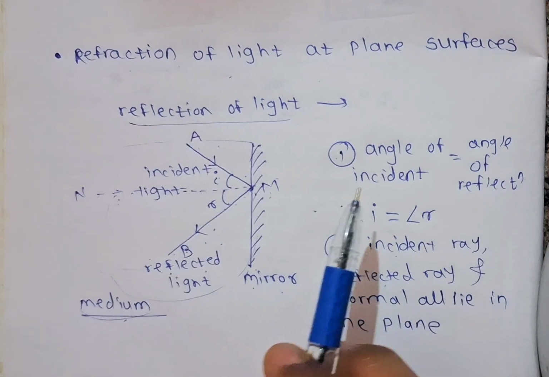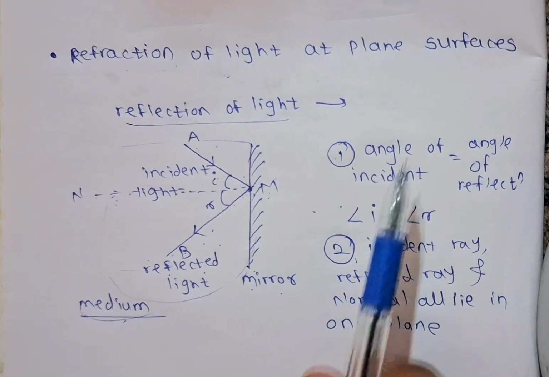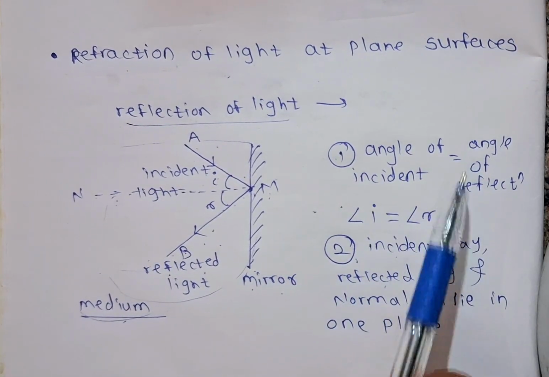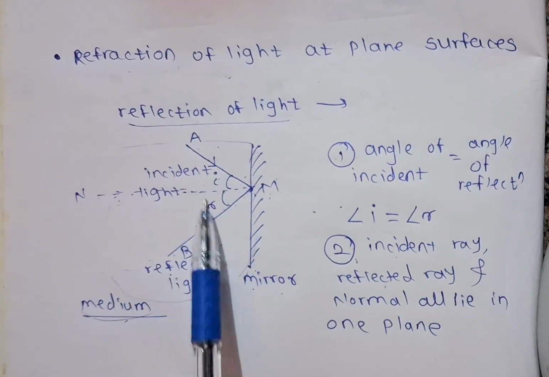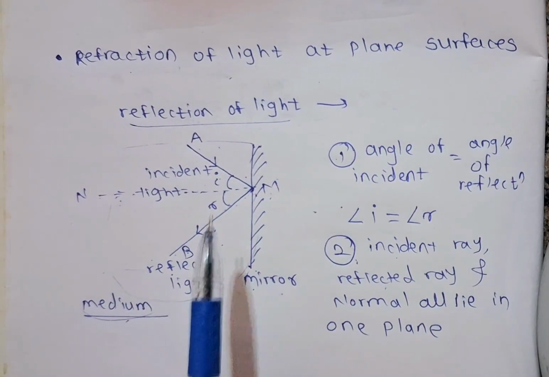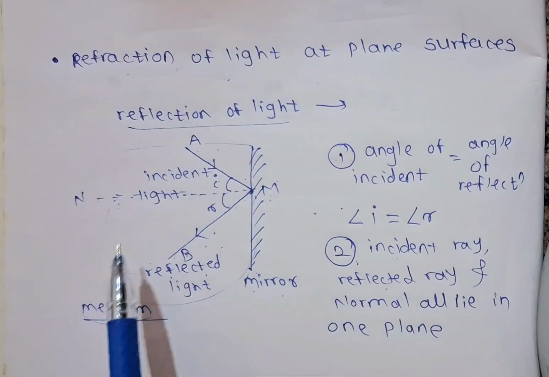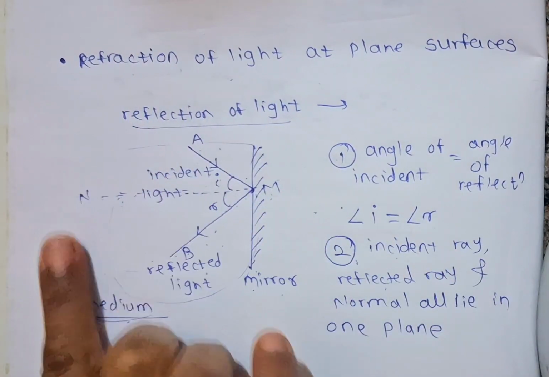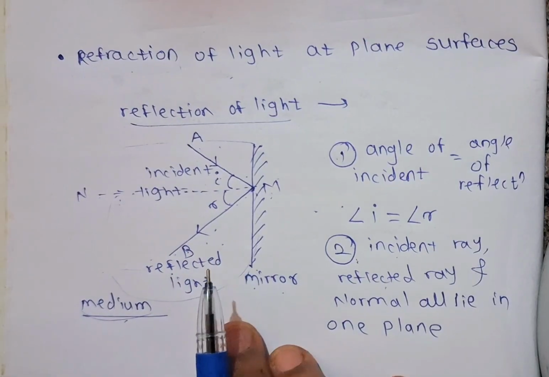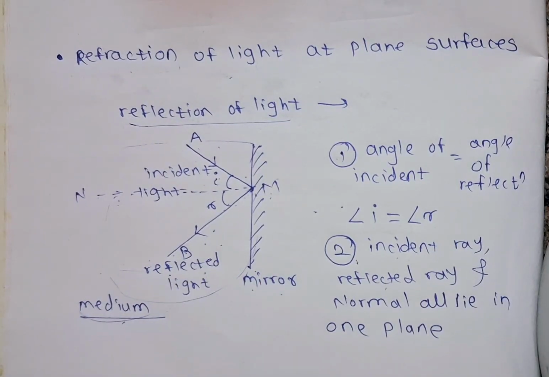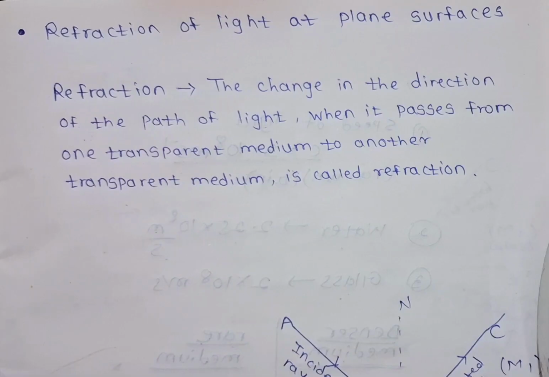In reflection, we saw two conditions. The angle of incidence is equal to the angle of reflection, and the incident ray, the normal and the reflected ray all lie in only one plane. This one plane, this plane. So this is about the reflection. Now we are going to see the refraction of light.